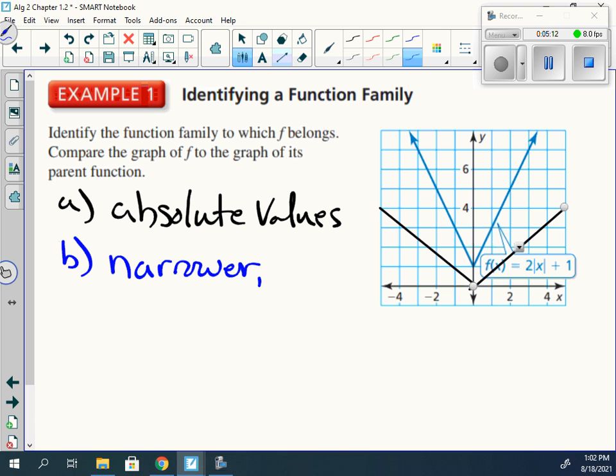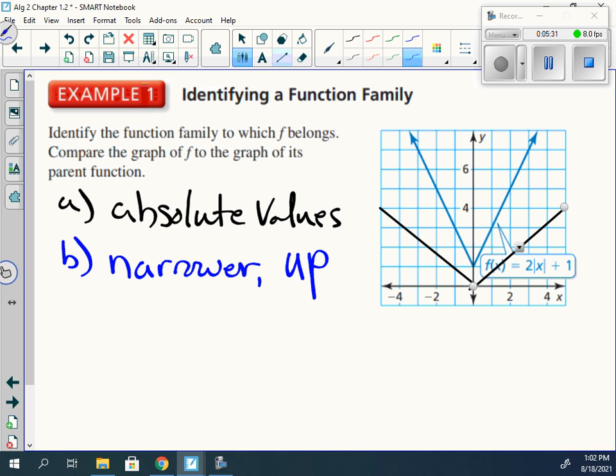So, yes, I would agree it got narrower. But what else happened? Right, down or up, because we're going from the one I drew. So it went up. Because from the parent to the new one, it went up and got narrower, yes?